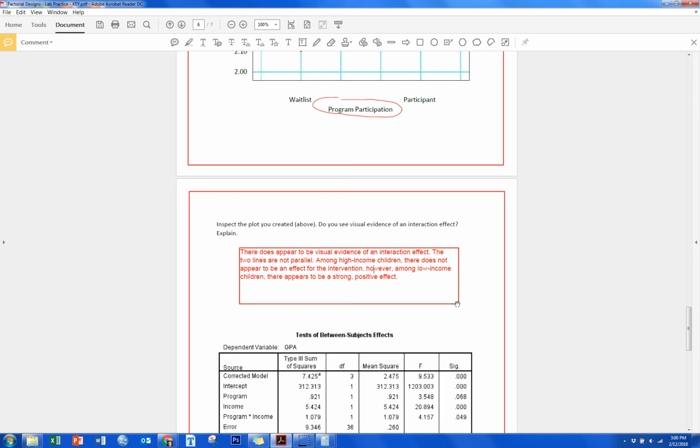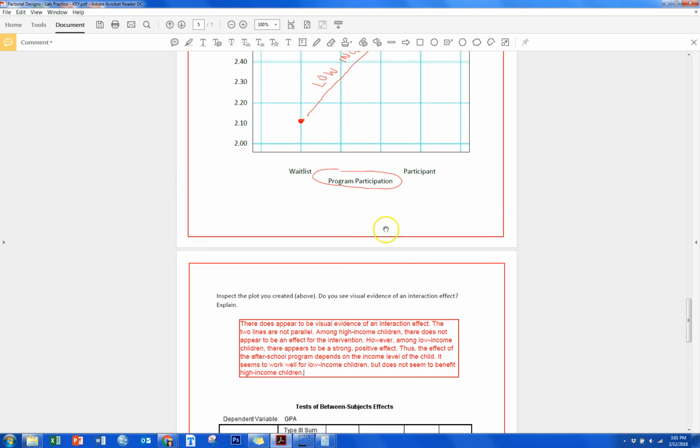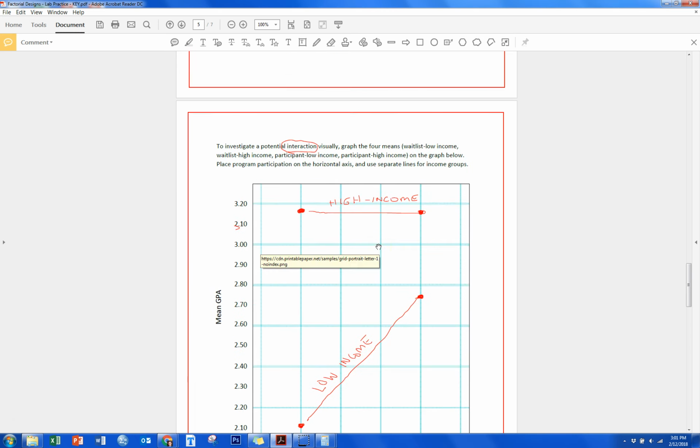Okay, let's see here. Oh, that should be capital. So if we're to summarize that, we would say, thus, the effect of the after-school program depends on the income level of the child. It seems to work well for low-income children, but does not seem to benefit high-income children. That's an interaction.